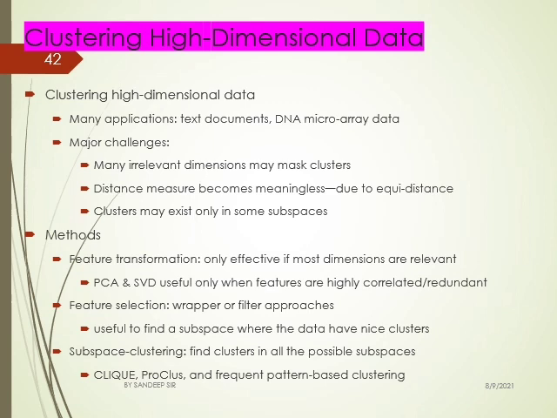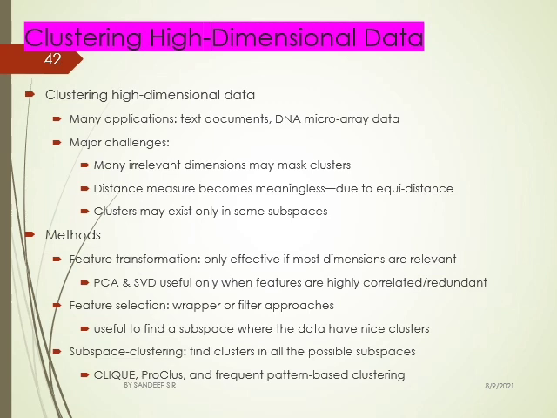As for methods, as I mentioned, there is feature transformation, which can be PCA, principal component analysis, or SVD, which can be used to find data that are highly correlated or redundant. Feature selection methods can also be used, which are wrapper or filter approaches.